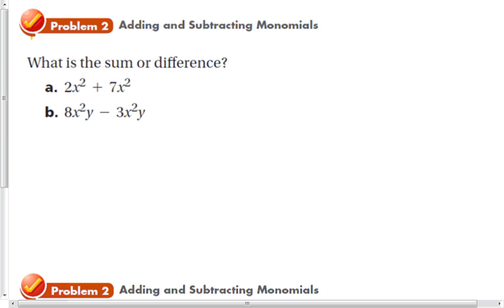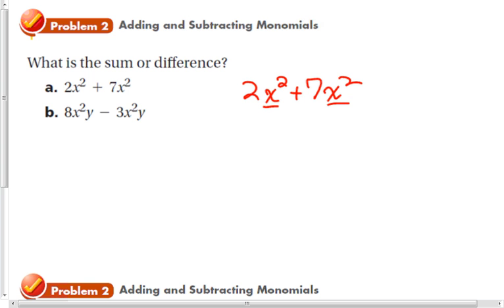All right, adding and subtracting monomials. Basically what we're doing here is we're looking for like terms. And it's the distributive property that allows us to do this. So think about this expression. Notice that it has 2 of the same factors.